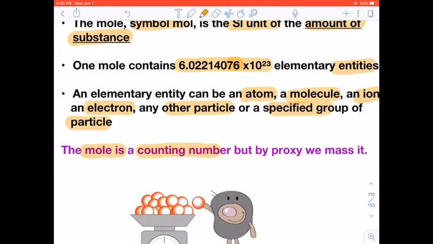But by proxy, we mass it. What am I saying here? That the mole is a counting number. So if you ask somebody for a mole of something, they're supposed to give you 6.02 times 10 to the 23 of that something. But instead of counting it, we can mass it. That means we can determine the mass, and if we give them a certain mass, then we can say, okay, this mass has this amount of elementary entities in it.